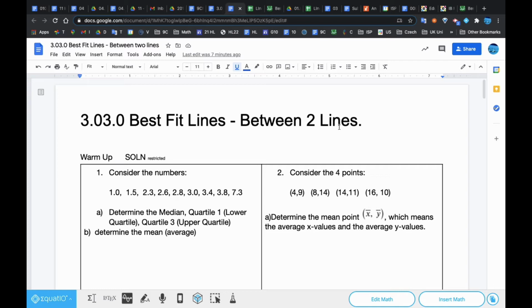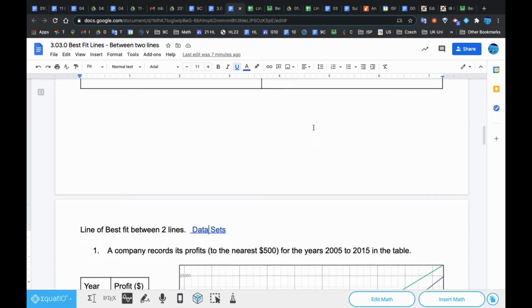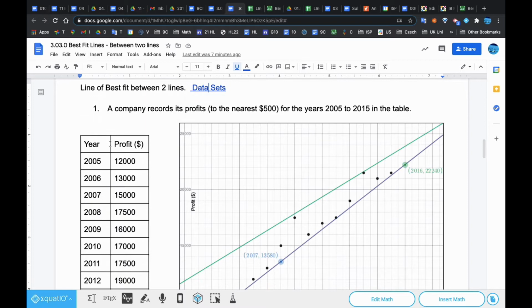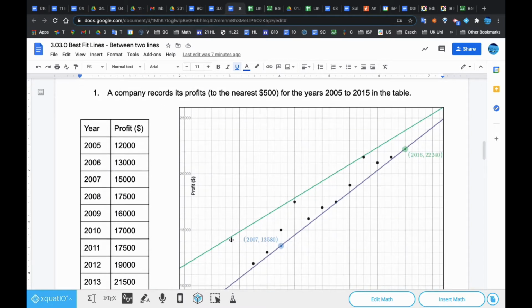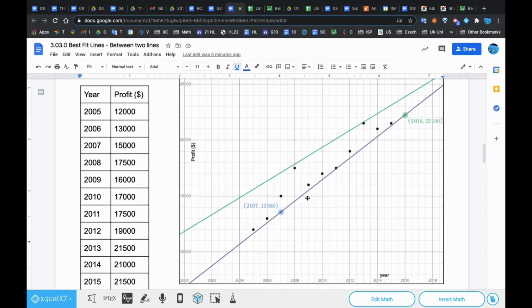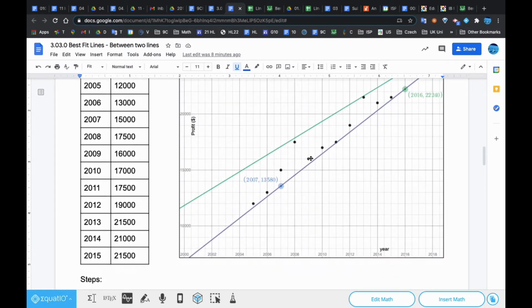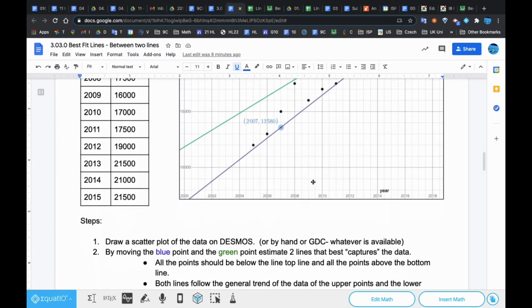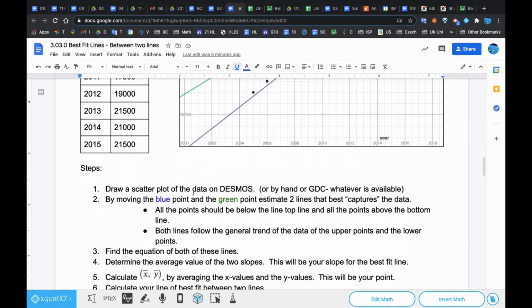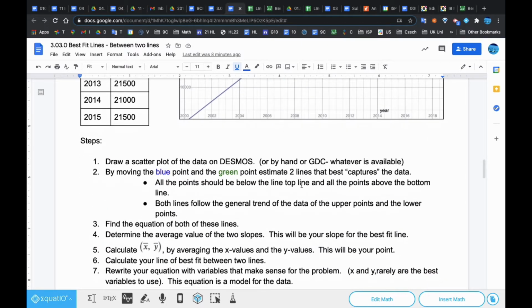Line between two lines method. In essence, what happens is we have our data set that's graphed, and we try to take two lines and capture all the data within those lines, and then we find basically the average of these lines. We're going to draw the scatter plot on Desmos by hand or GDC, and by moving the points, estimate the two lines that best capture the data.